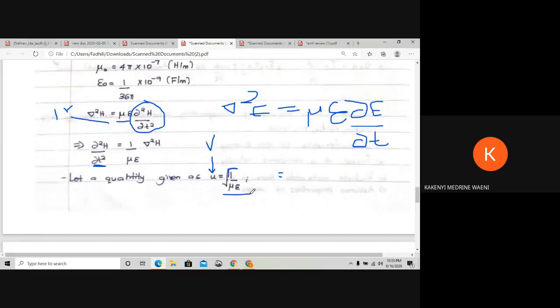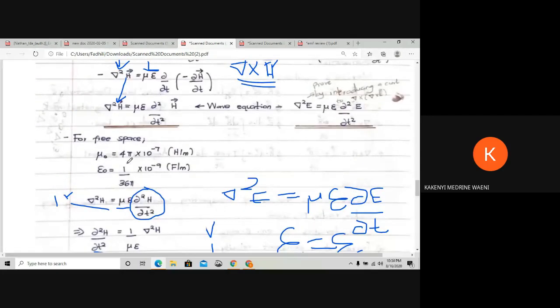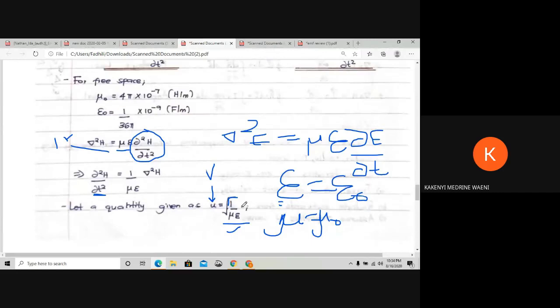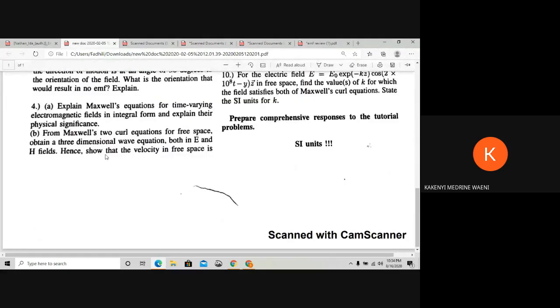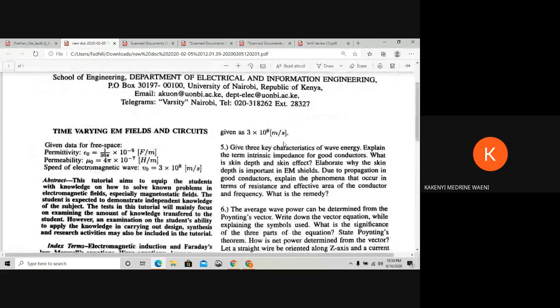Yes, here. U is equal to 1 over the square root of mu epsilon. So in free space, usually mu is equal to mu O, and epsilon, the permittivity, is equal to epsilon O. These are the values for mu O and epsilon O. So you're going to replace them in this equation, and then you get U is equal to 3 times 10 to the power 8, which is what they were asking for in this equation.